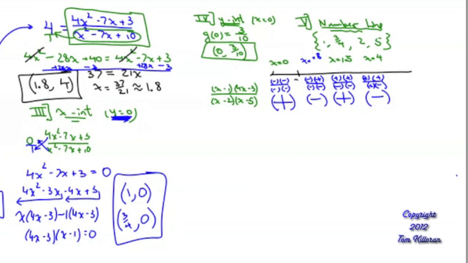Even number of negatives is positive. Bigger than 5: 6, a million, whatever. So 6. Now if you plug in 6, that's positive, positive, positive, and positive. So this last one is positive.